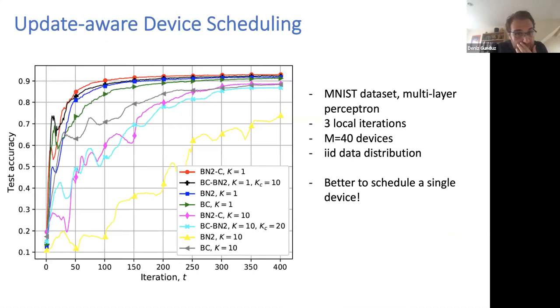And now if you look at the results, not surprisingly, this last scheme does the best. But one interesting observation here is that we try different numbers of scheduled devices, and here we have 40 devices. It turns out actually it's best to schedule a single user, but this is under IID data distribution. So it's best to choose one user, give it the best resources, and allow it to send a reliable update so that it's the fastest learning. But then to choose that one, we should look at both: it should be both update aware and channel aware.